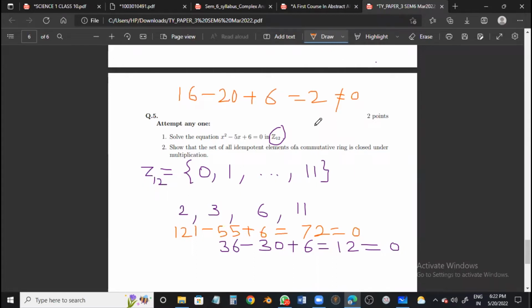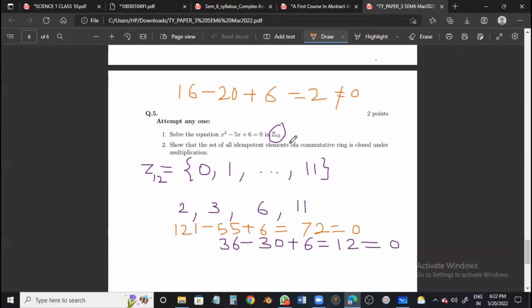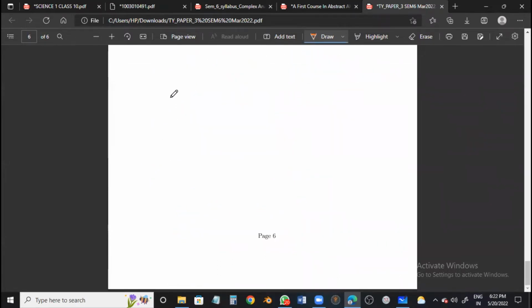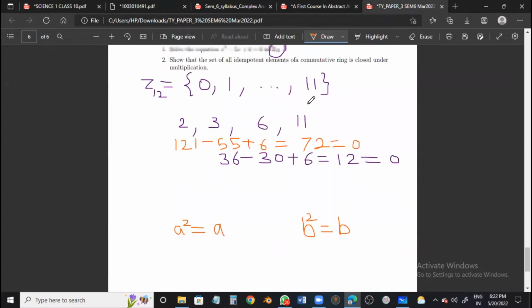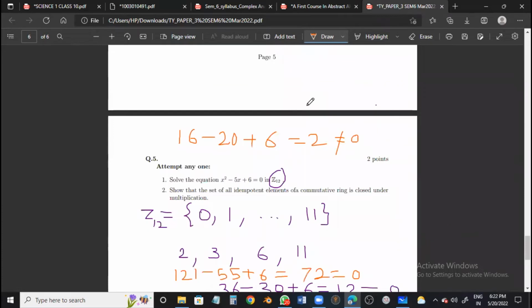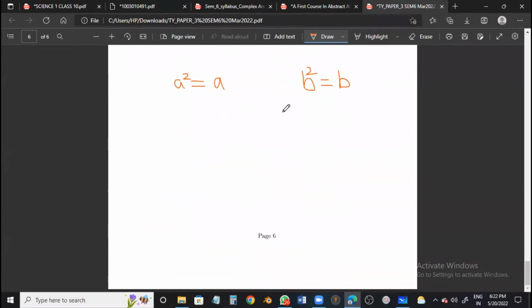So how did you do it? This I need to discuss here. It's a commutative ring and all the elements are idempotent, means if I have A, then A is its own square, B is its own square, and I want to show that it is closed under multiplication. So I'll multiply A into B. I want to show that AB is back in the set.